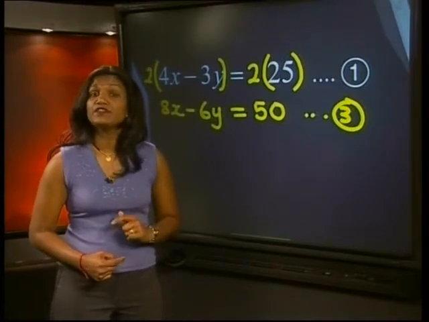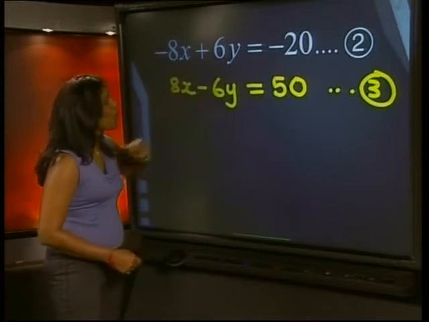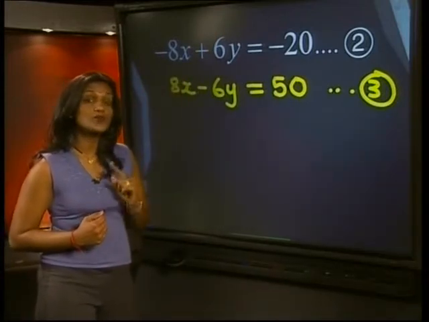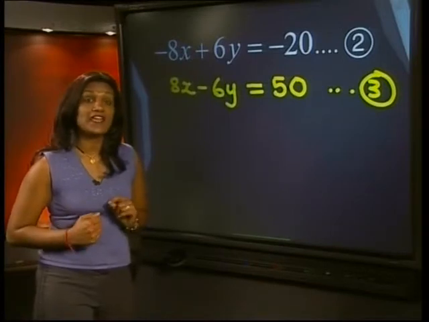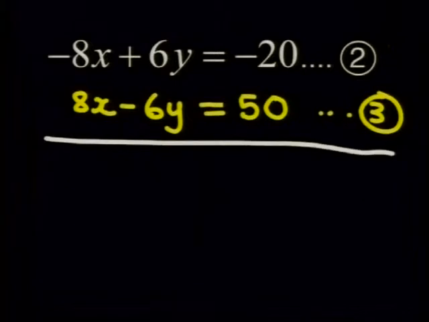We have two simplified equations with the x's and the y's all lined up. Should we add the equations or subtract them? To eliminate the x's, it would make sense to add. So, equation 2 plus equation 3 will give me minus 8x plus 8x, which gives me 0. 6y minus 6y, which gives me 0, is equal to minus 20 plus 50, which gives me 30.